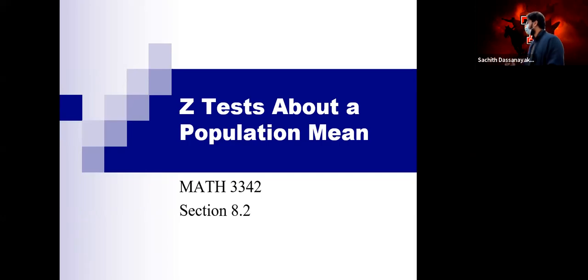We discussed hypothesis testing, how we need to conduct hypothesis testing. But we didn't discuss how we calculate those test statistics and how we make the decision. So in this section, 8.2 and 8.3, we are going to discuss how we perform this kind of hypothesis testing.